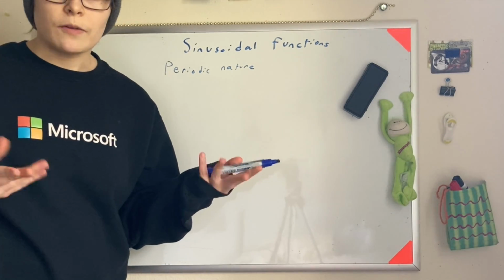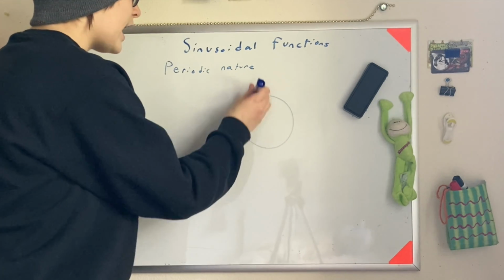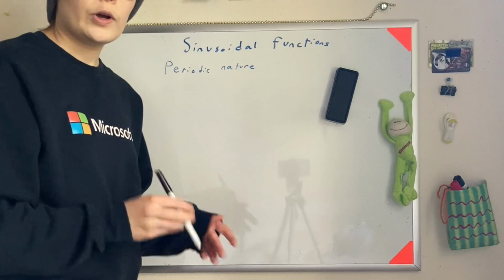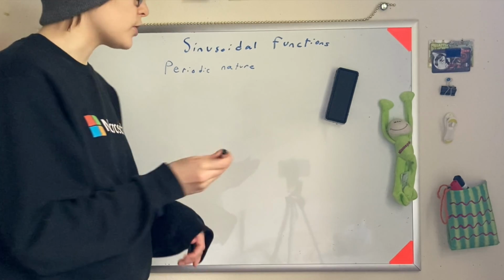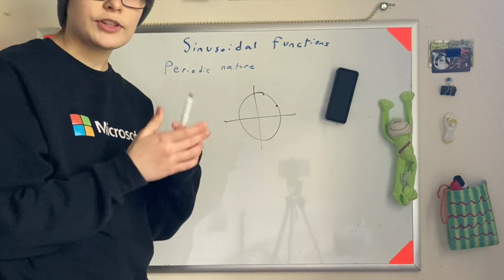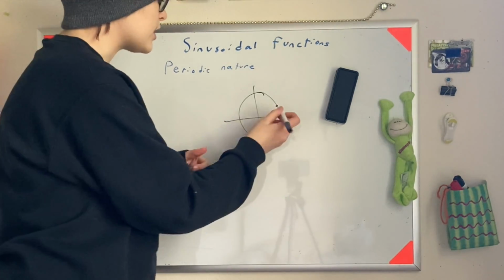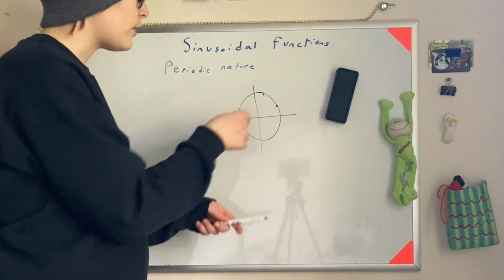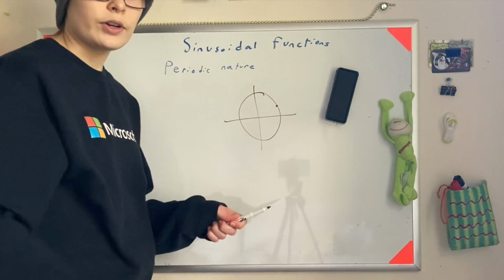What is an example of periodic nature? We're going to look at the unit circle. One great example of periodic nature is the unit circle. We know that points that are coterminal have the same cosine and sine, aka the same x and y value, because they are one full rotation around since that point.